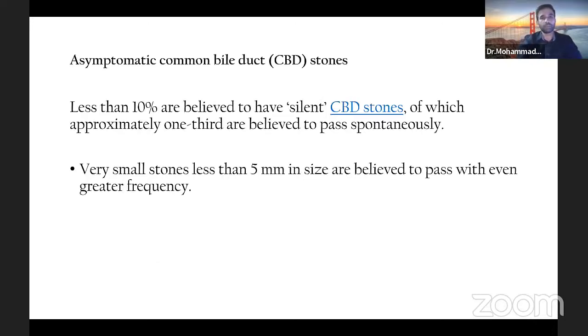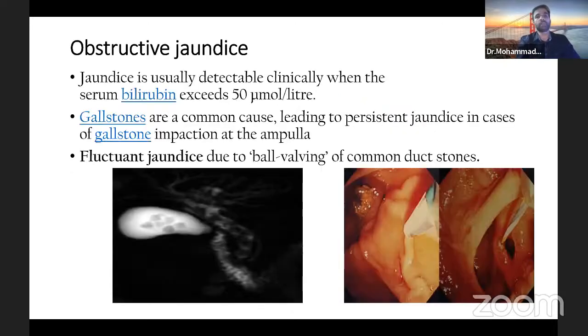Some of the stones are asymptomatic, in less than 10% of the patients. One third are believed to pass spontaneously. They are usually small stones and they pass frequently. The patients can present with obstructive jaundice.